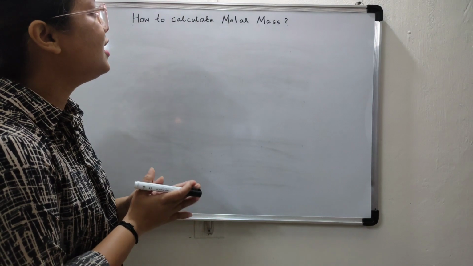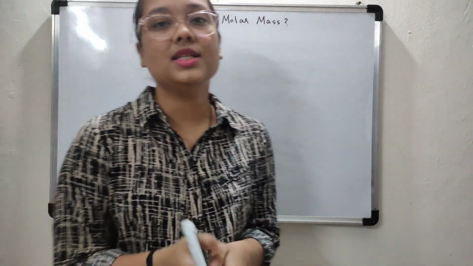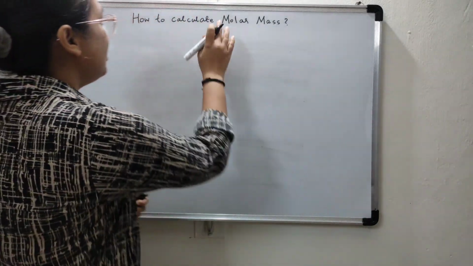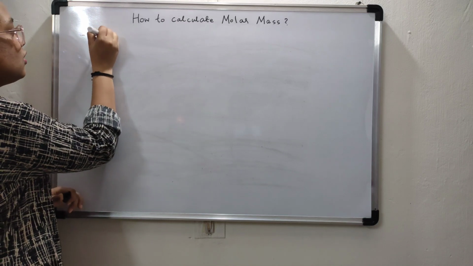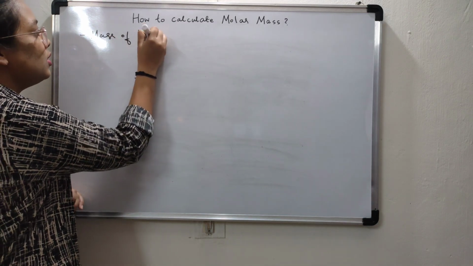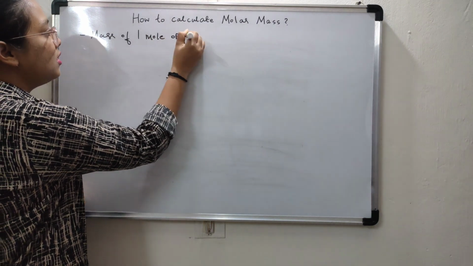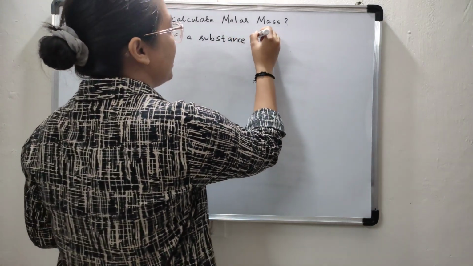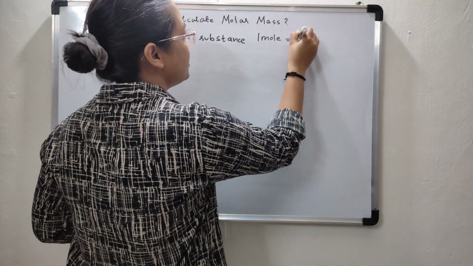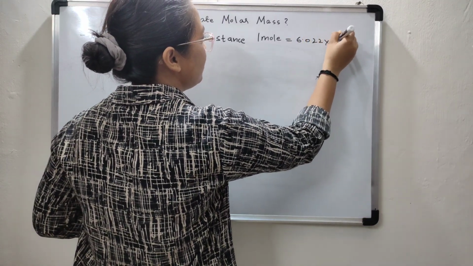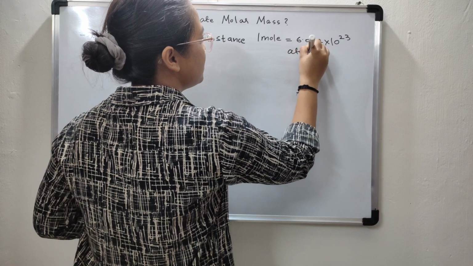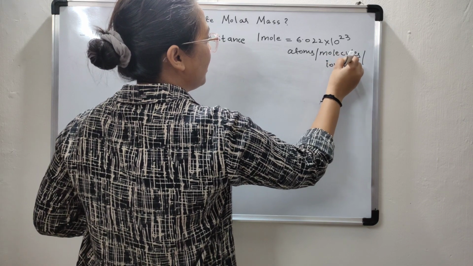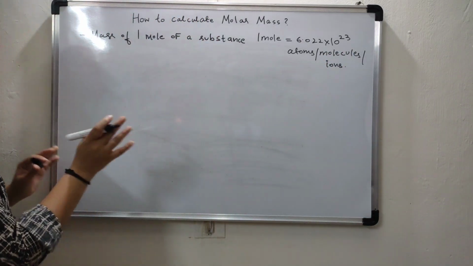First of all, let us quickly discuss the definition of molar mass. Molar mass is defined as mass of 1 mole of a substance. We already know that 1 mole corresponds to 6.022 into 10 to the power 23 atoms or molecules or ions. So this is the first thing, definition of molar mass.